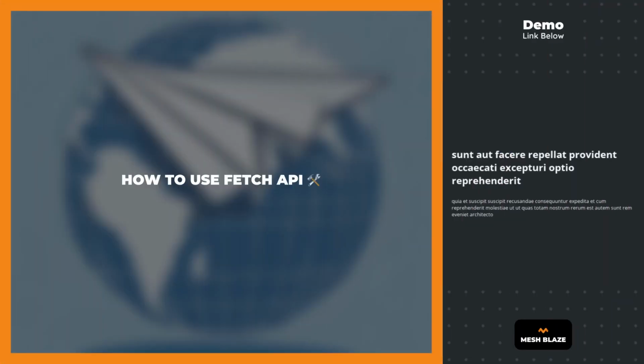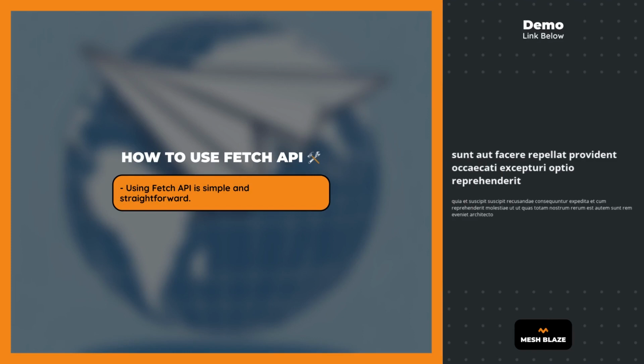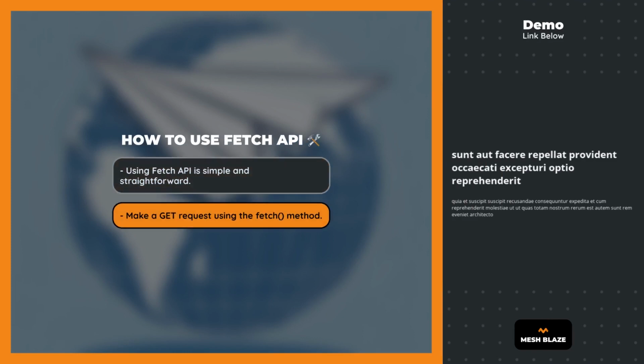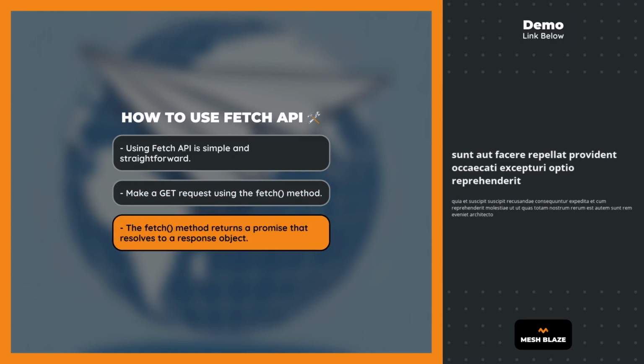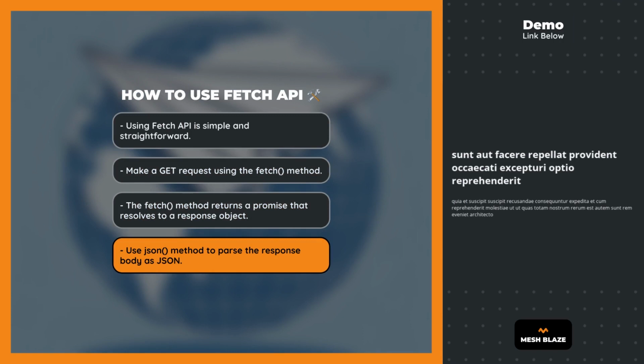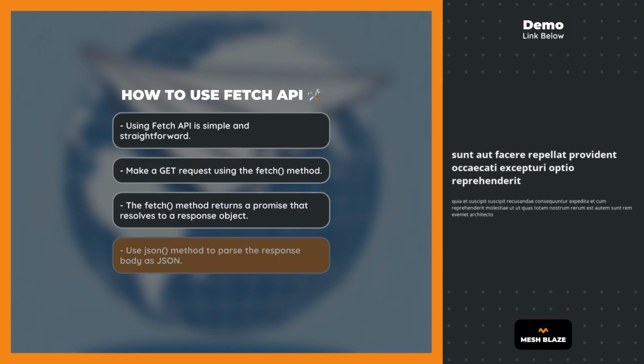How to use Fetch API? Using Fetch API is simple and straightforward. Make a GET request using the fetch method. The fetch method returns a promise that resolves to a response object. Use the JSON method to parse the response body as JSON.